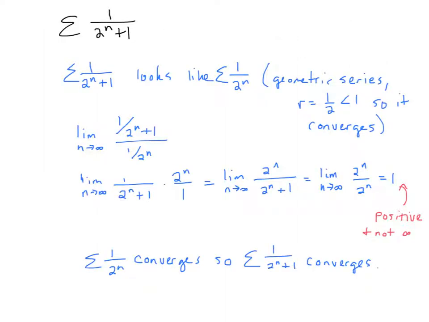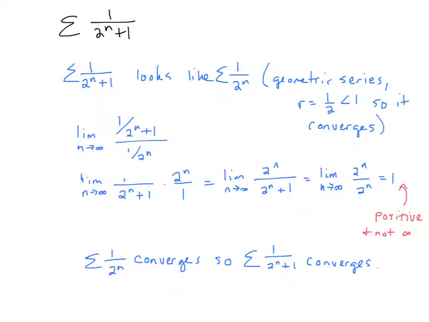Alright, here we go. Our series is the infinite series of 1 over 2 to the n plus 1, which sort of looks like, if we ignore the plus 1, 1 over 2 to the n, which is great. That's a geometric series because really it's the same thing as 1/2 to the n power. So r is equal to 1/2, which is less than 1, and so for a geometric series, if r is less than 1, it converges. So this series that I'm choosing converges.